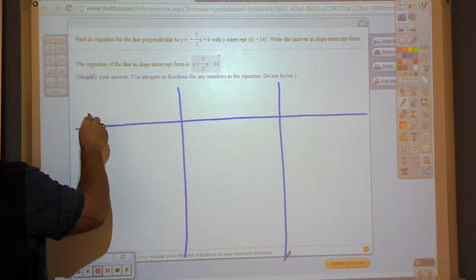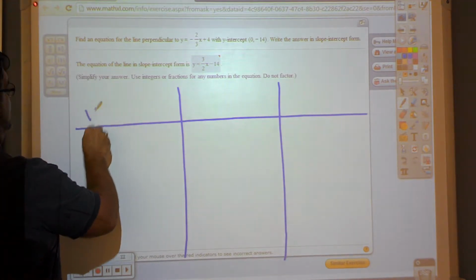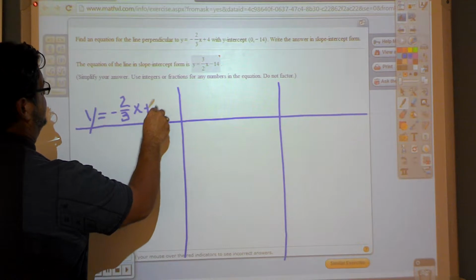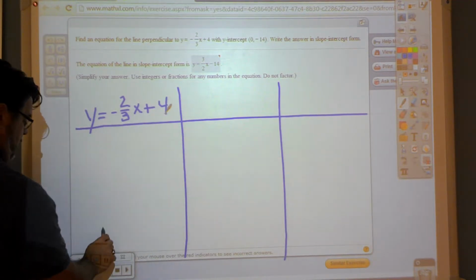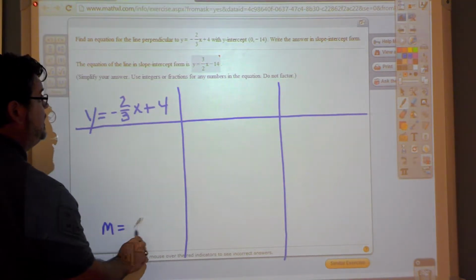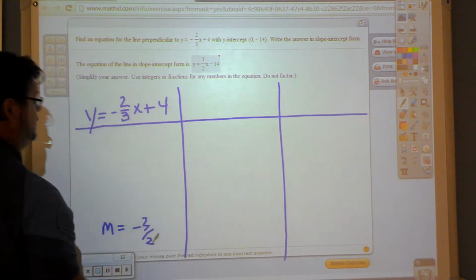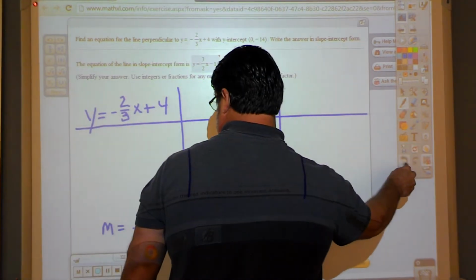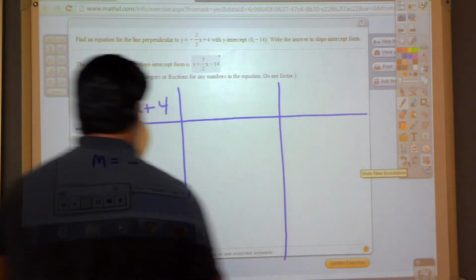All right, y is equal to negative 2/3 x plus 4. M is equal to negative 3/2. Is that 2/3? Oh, 2/3. I'm sorry.